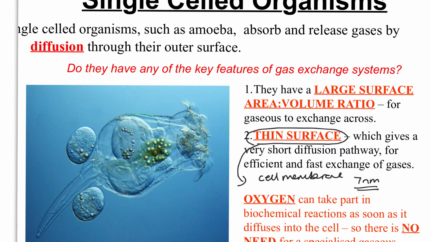And we know this because each phospholipid, and a cell surface membrane is a phospholipid bilayer, each phospholipid is 3.5 nanometers long. So this thin surface, this cell membrane, gives a very short diffusion pathway for efficient and fast exchange of gases. Plus, single-celled organisms don't have a very high metabolic rate. So they don't need an enormous amount of oxygen to fulfill their needs. So single-celled organisms do not have a specialized gaseous exchange surface because they're tiny enough that the distance between the outside world and the center of their body, which is the distance that matters, is really, really small. And so gases can just diffuse freely across their surface.